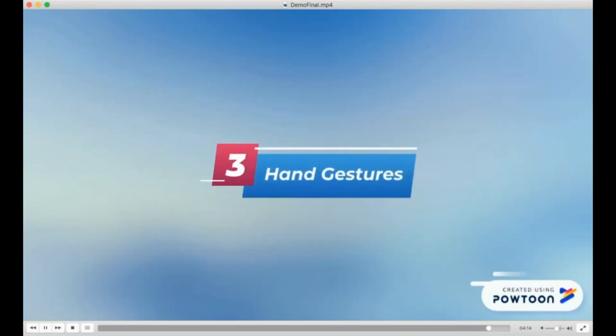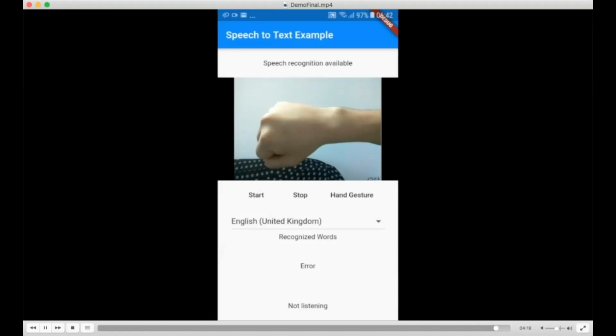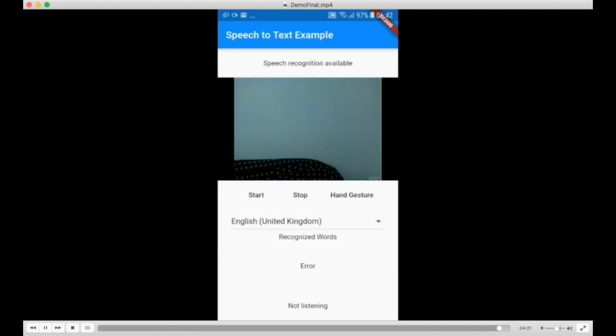For the hand gestures, pull out your fist in front of the device to know what time it is. The time is 06:42.